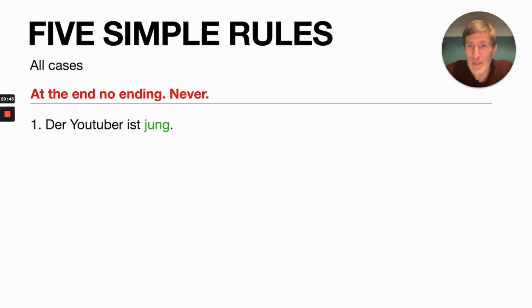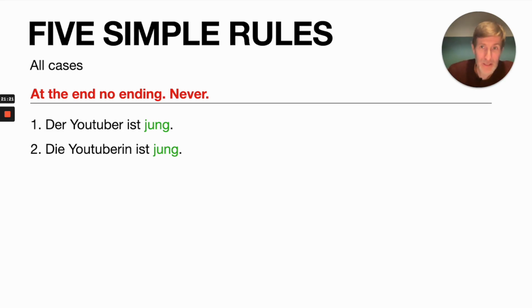Never. Der YouTuber ist jung. If it was a woman, how would jung change? Yeah, der YouTuber is a man. So how would it be if you had die YouTuberin? Just think for a second. The same. I told you no ending, never. It doesn't matter whether the YouTuber is masculine, feminine, diverse or a dog. Nobody cares. Could even be a car. Yeah, some YouTubers are cars, I'm pretty sure. So if the adjective is at the end, it never gets an ending.